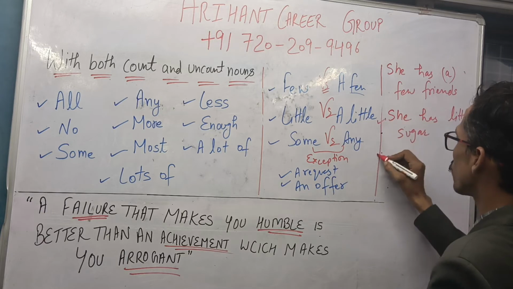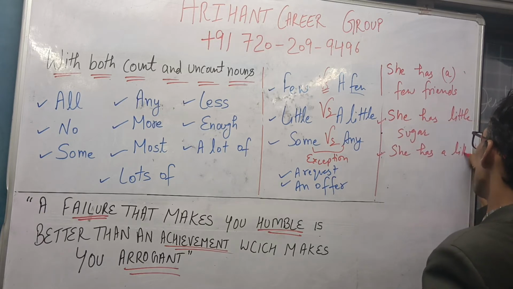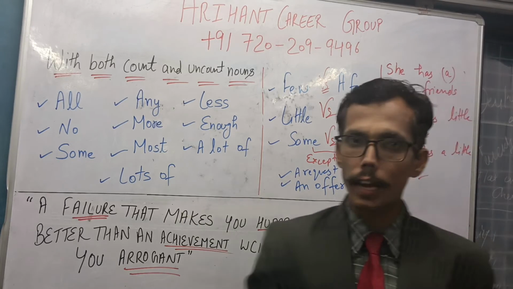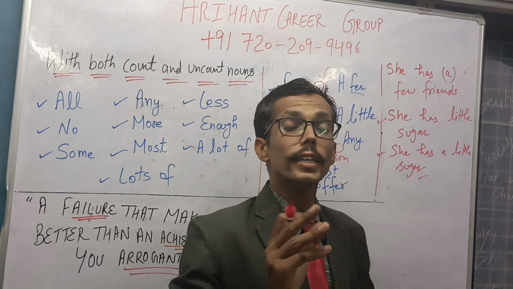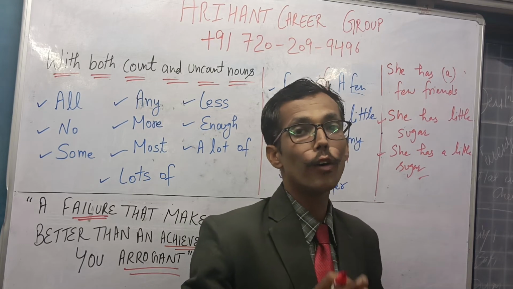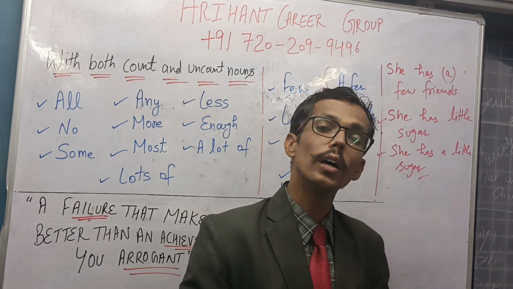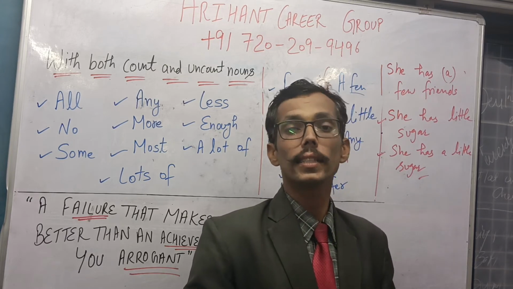And in the next sentence, what I said, she has a little sugar. So, my dear friends, I hope you are able to understand. She has little sugar. It is having actually the same meaning that I discussed with you in case of few and a few. When I'm saying that she has little sugar, it means that the quantity of sugar is not as high as expected.